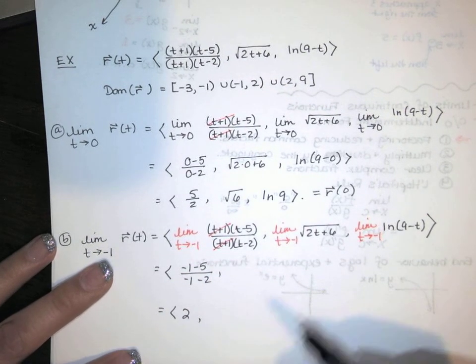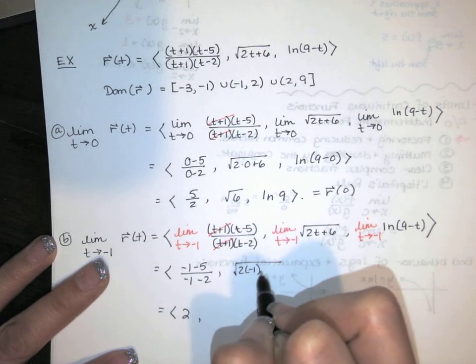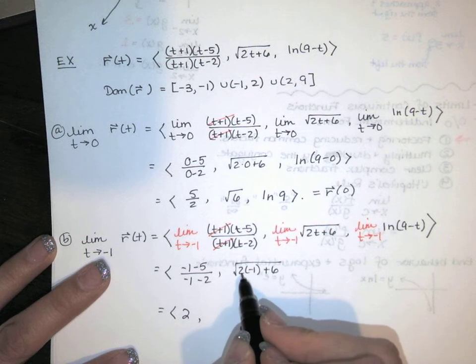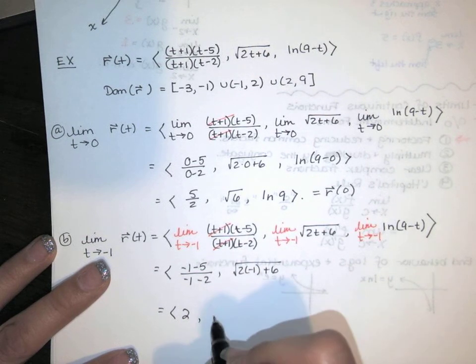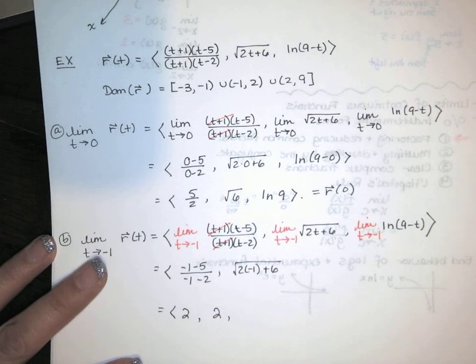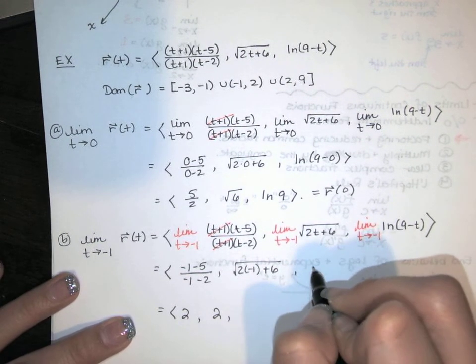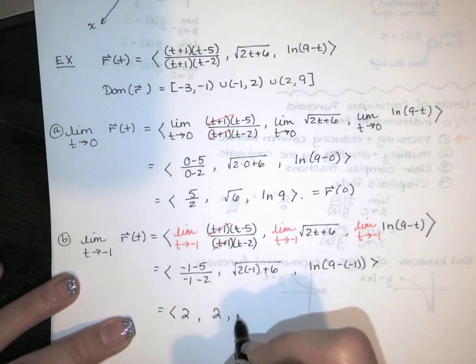All right. And then this one is continuous at negative 1, so you can just plug in negative 1. Negative 1 times 2 is negative 2. Negative 2 plus 6 is 4. Square root of 4 is 2. And this one is continuous at negative 1, so you've got natural log of 9 minus negative 1. So that's natural log of 10.